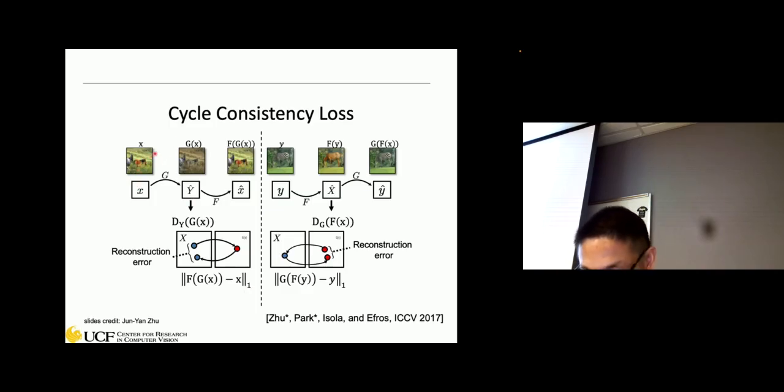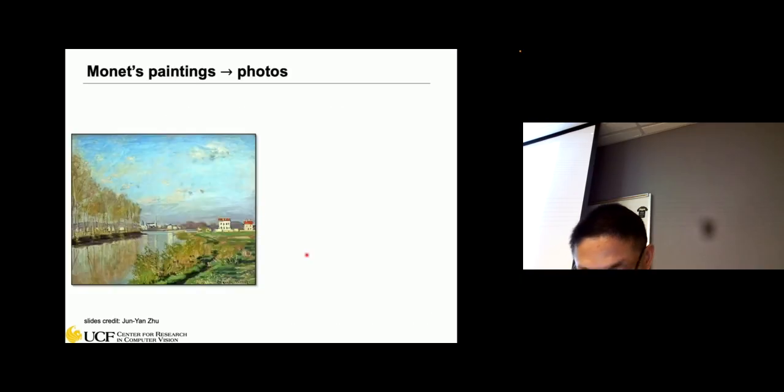In this case, you can have one cycle, from the horse to zebra and going back. Of course you can go the other direction, bidirectional: from the zebra going to the horse, then coming back to the zebra. So you have another cycle, and you can minimize the reconstruction error from these two domains. They are using this cycle consistency strategy to train this model.